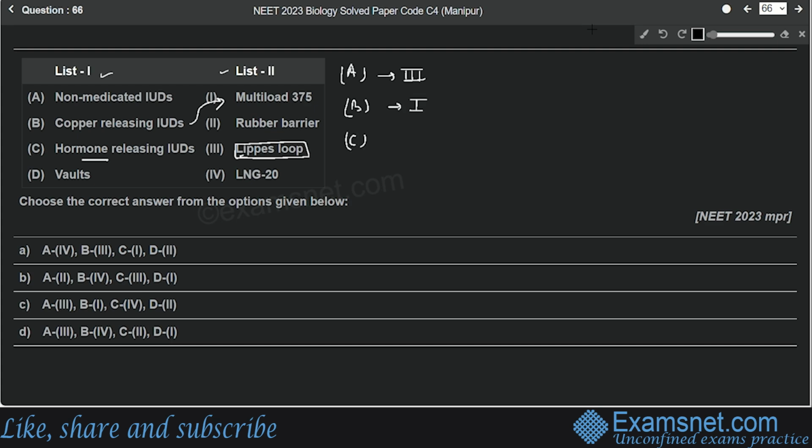C is hormone releasing IUDs. One of the examples of hormone releasing IUDs is LNG-20. So C should be matched with number 4. And the last one is vaults. What are vaults? These are also known as cervical caps. It is a type of barrier contraceptive method which is made up of rubber. So it will be matched with the rubber barrier. That means D will be matched with number 2. So the correct answer will be option number C.